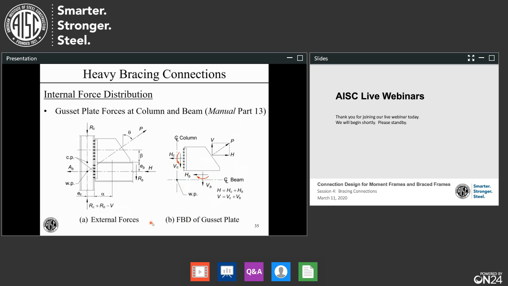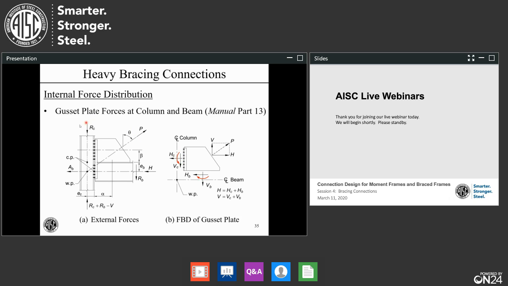Now, moving to the internal force distribution for the gusset plate, here's where it gets really exciting. Looking at the left, we have the external forces. You can see we have the brace force. It's at some angle theta. It's always measured from the vertical in part 13 of the manual. We have lots of forces here.